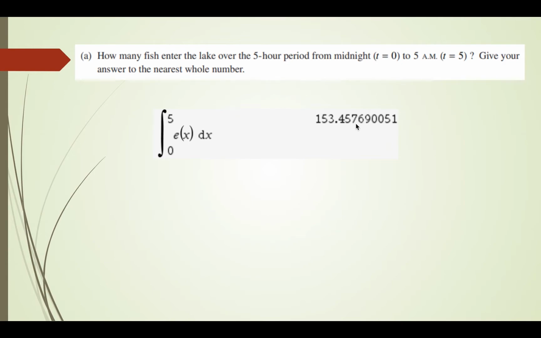If this were a more straightforward question where you're not having to round your answer to the nearest whole number, we would cut the decimal off here and have 153.457 as your answer. But since we are rounding, this would be the way you would present your response. The integral from 0 to 5 of e of t dt equals 153 fish. And that's it. That's all you need to write in your paper. That would be sufficient for full credit in Part A.